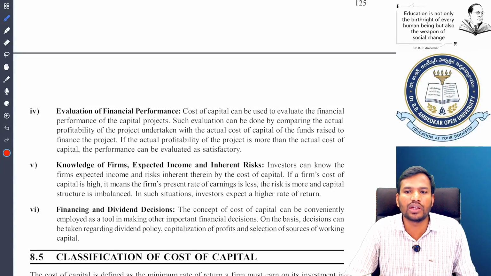If we invest that amount in the business, how much risk will be there, how much risk will the company get, that also we can decide. And financing and dividend decisions.